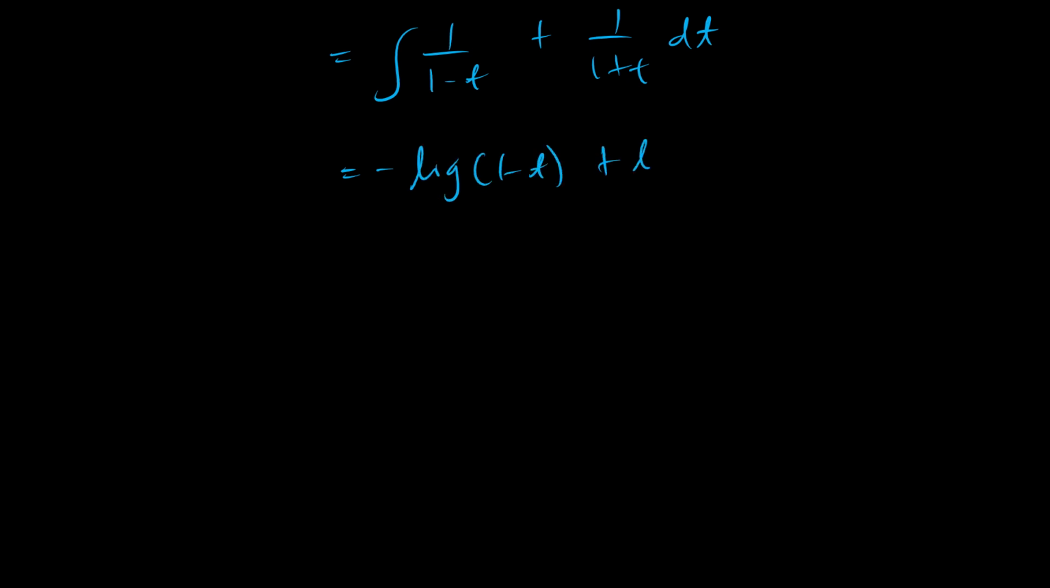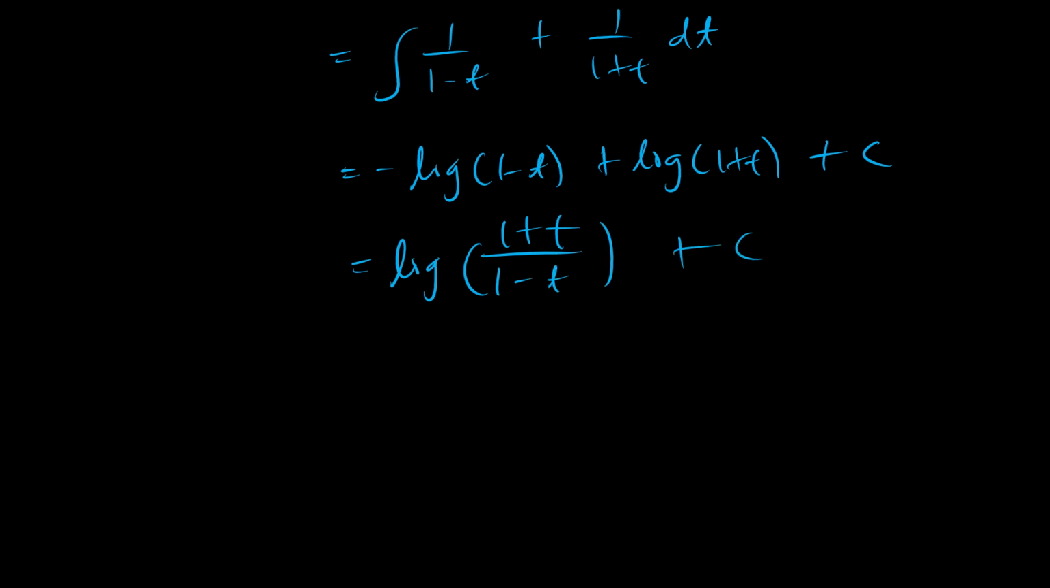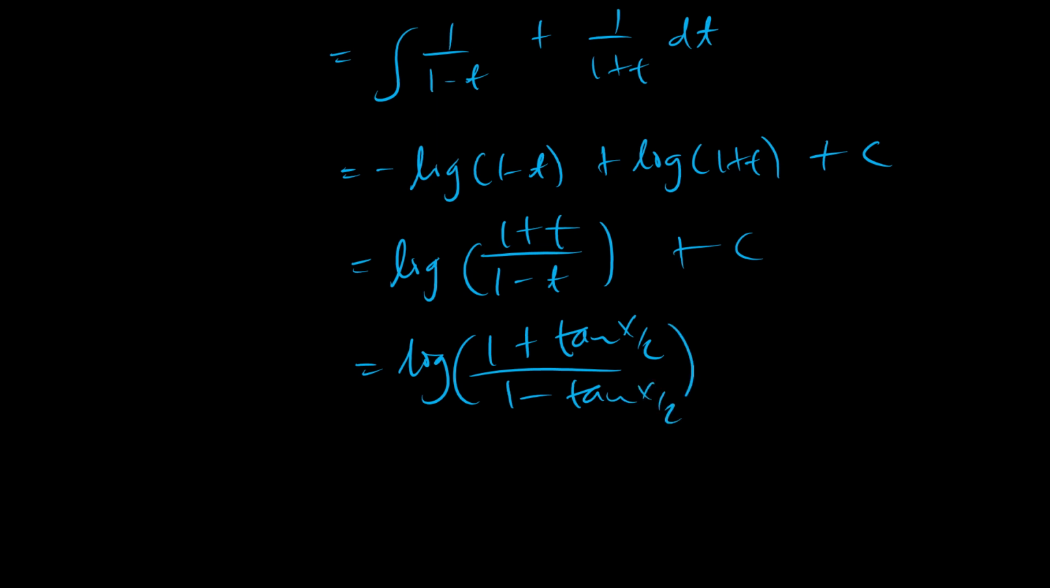So since we have this, therefore negative log of 1 over t plus the natural logarithm of 1 plus t plus c, which, using the rules of logs, where if there's a minus we're dividing whatever is under the log function, and since t was the same as tangent of x over 2, we have log of tangent of x over 2 over 1 minus tangent of x over 2 plus c.